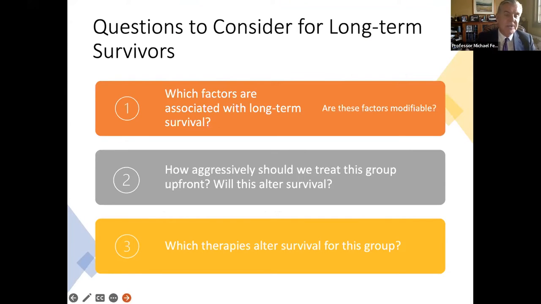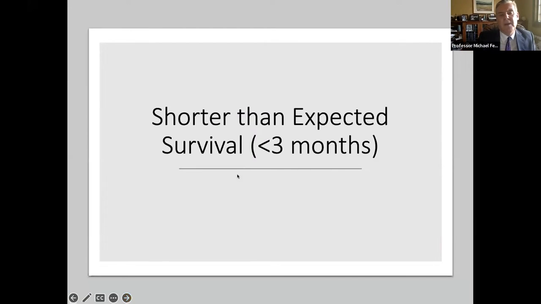And then questions to consider that are currently knowledge gaps that we need to examine are further defining the factors that are associated with long-term survival and whether these factors are modifiable. How aggressively should we treat these groups? And then what therapies alter this survival? So what about the patients with a very short survival? What do we do with these patients?